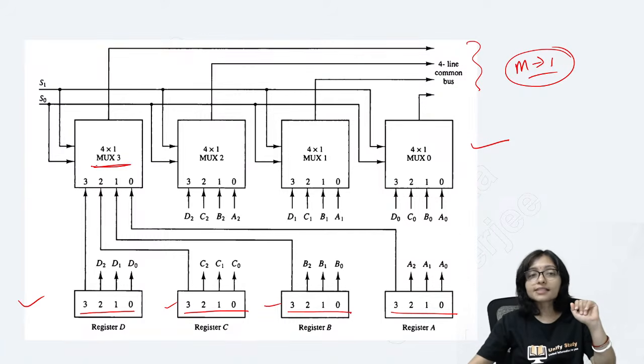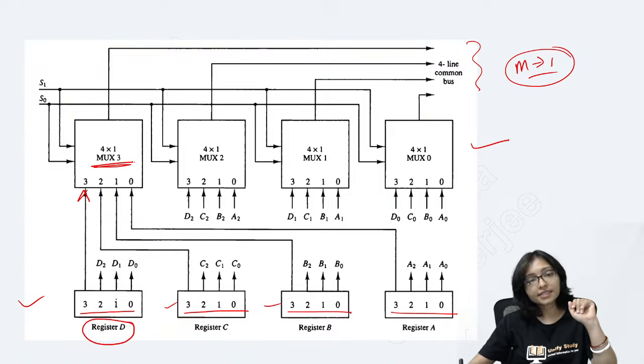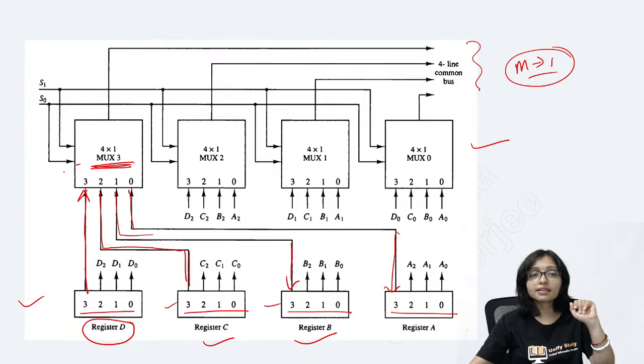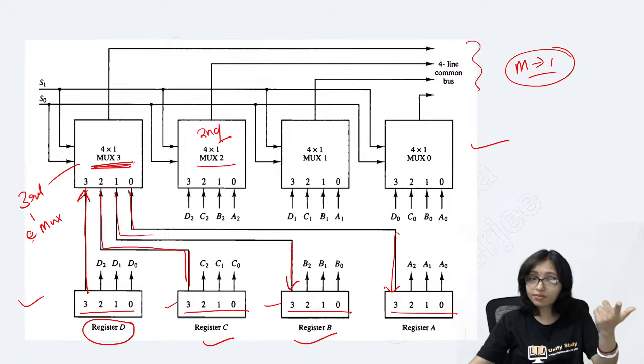For multiplexer 3, it is taking input from register D, the third input. Also from register C, the third input. From register B also the third input. From register A also the third input. This means multiplexer 3 will take the third input of each register. Got it? So what will multiplexer 2 do? Multiplexer 2 will take the second input from each and every register.